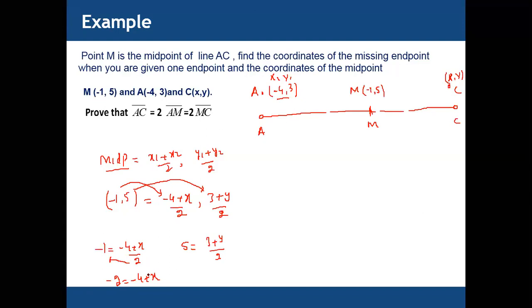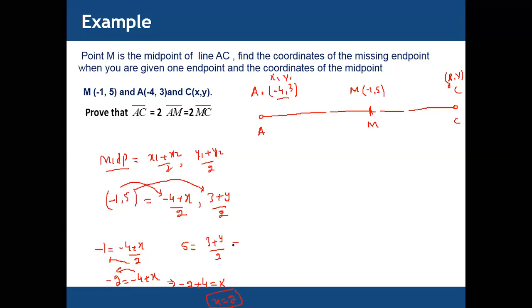We don't know the x coordinate, so transfer -4 to the other side. This becomes -2 plus 4 equal to x, and -2 plus 4 is equal to 2. This means the x coordinate of the first missing point C is 2.